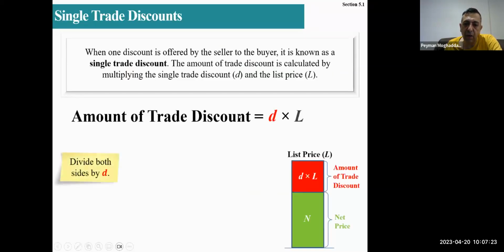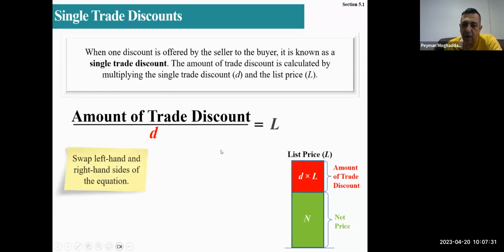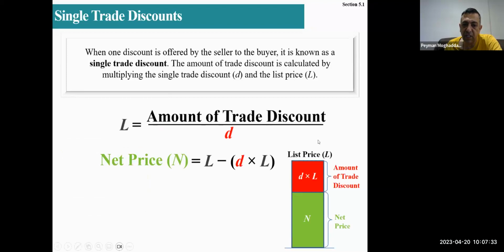And the amount of trade discount, as I said, is the percentage of the trade discount multiplied by the list price. We can also find the list price by dividing the amount of trade discount by the percentage of the trade discount. Or we can find the net price. This is a famous equation, right? Net price is going to be L, the list price, times 1 minus D, where D is the trade discount in percentage form.